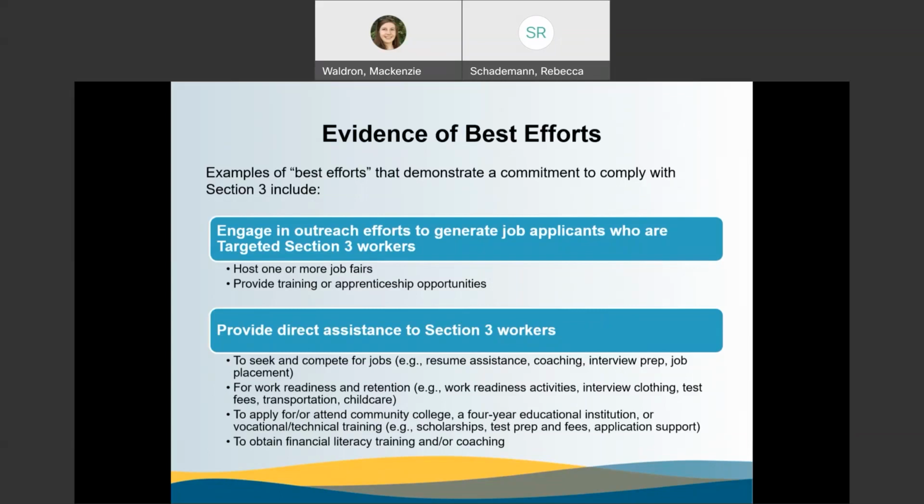You could provide direct assistance to Section 3 workers to help seek and compete for jobs, whether that be through resume assistance, coaching, interview prep, or job placement. Provide assistance for work readiness and retention through work readiness activities, interview clothing, test fees, transportation, or childcare. Provide assistance for attendance to a community college, a four-year educational institution, or a vocational or technical training through scholarship, test prep fees, and application support, or direct assistance to obtain financial literacy training and/or coaching.